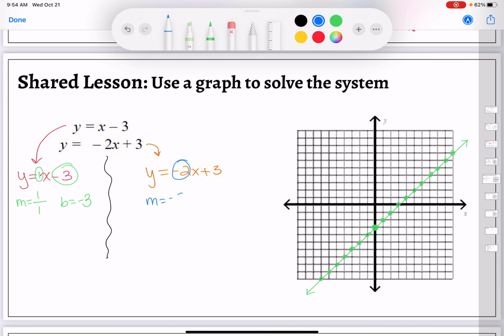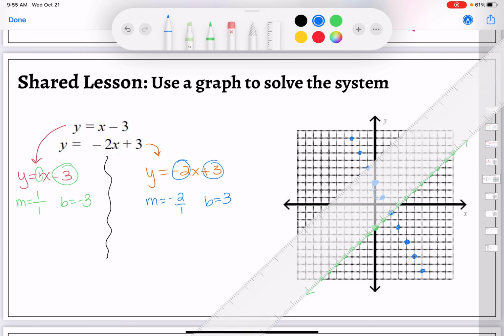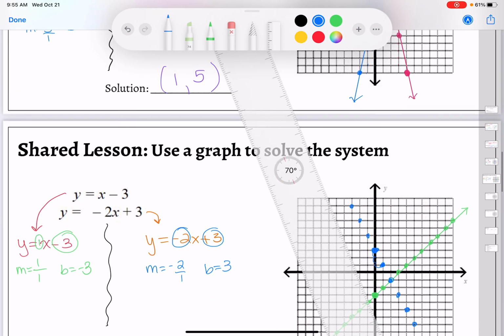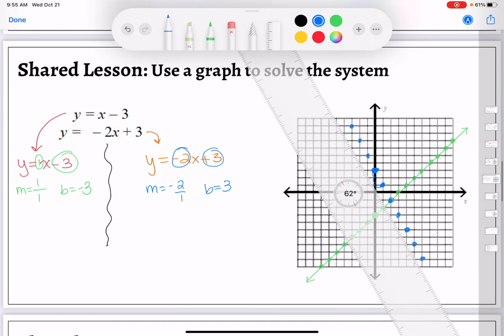So on this one, my slope is negative 2 over 1. My y-intercept is positive 3 this time, so I'm going to start up here at 3. My rise is negative 2, so I'm going to go down 2 and run 1. Do it again. But I'm still going to make sure that I go all the way across my graph, go the other way so I can draw a nice straight line all the way across. Okay, close enough.